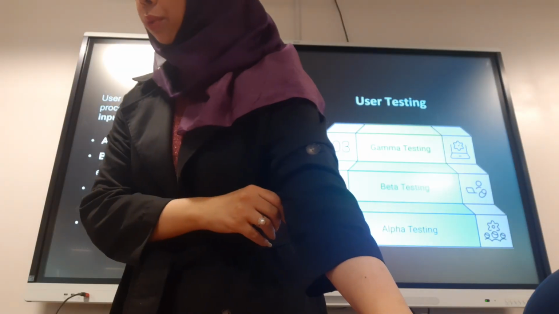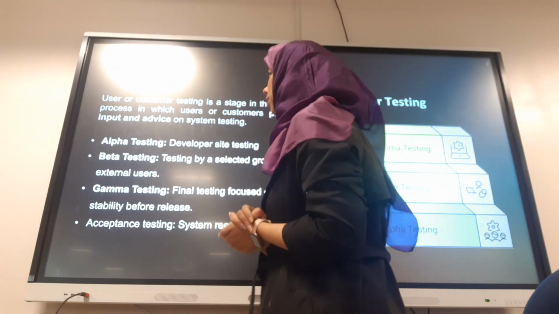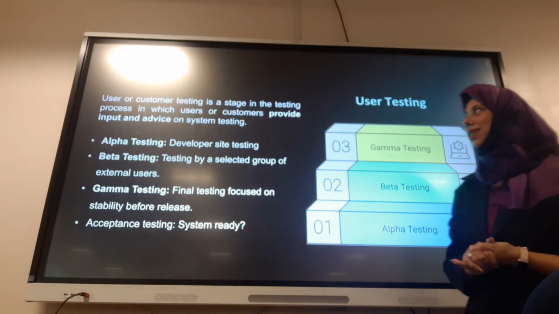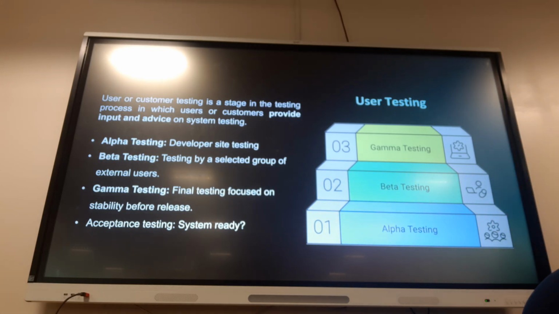Okay, now we do look into user testing. User testing is a whole phase that we also discussed in the V model, if you remember. But it does start here with 3 different stages. We call it alpha testing, beta testing, gamma testing. Do you know what's the last layer? User testing. Huh? Acceptance testing.